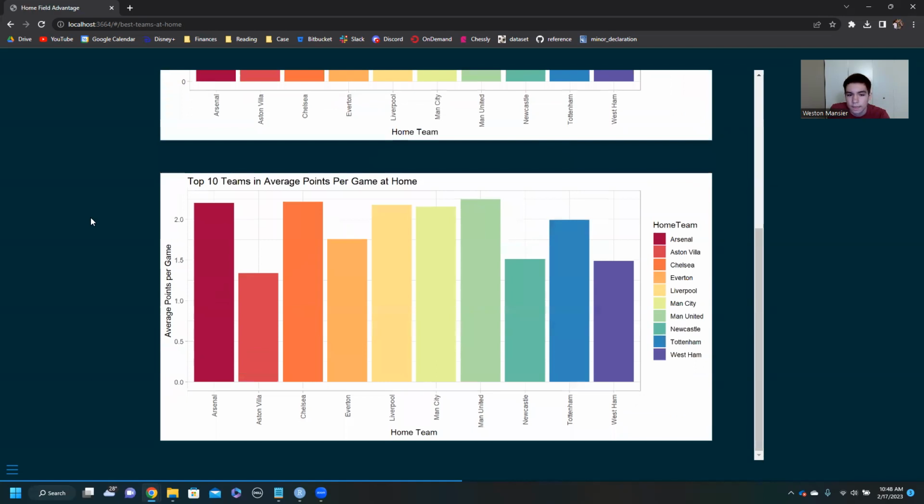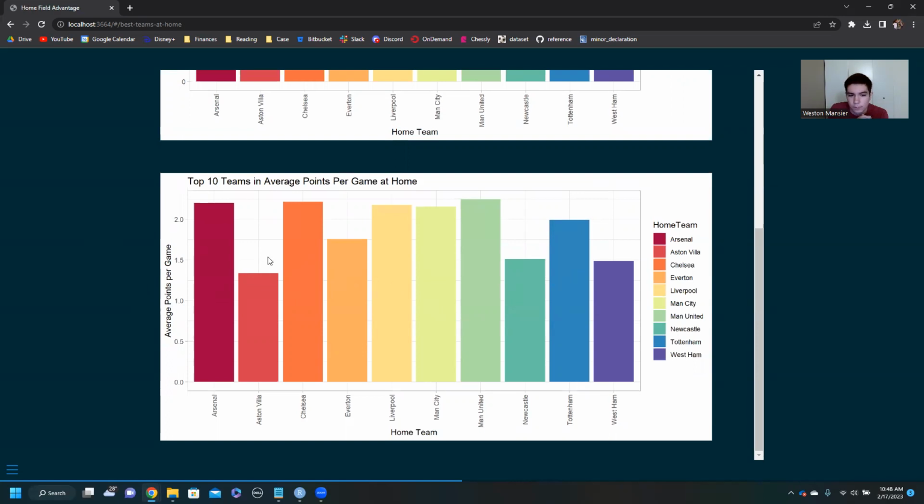Then we're going to take a look at these same exact teams, but look at the average points that they get per game at home. And you'll find that those Big Six, Arsenal, Chelsea, Liverpool, Manchester City, Manchester United, and Tottenham, are again at the very top of these lists as well.